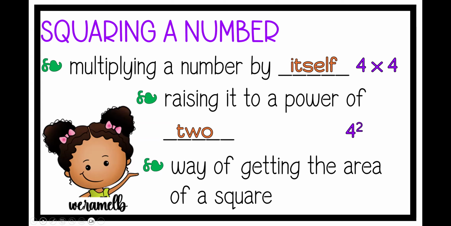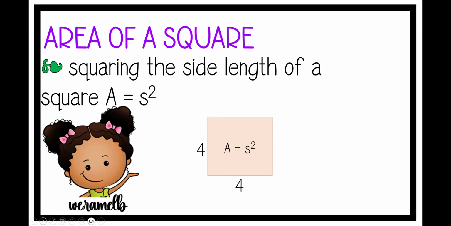Why is it called square or squaring a number? Because when you get the area of a square with 4 as its side, that is squaring a number. Let us take, for example, a square with a side of 4, and you are asked to get the area of the square. So what will you do? You square the sides, which is side times side, which is 4 squared. 4 squared is 4 times 4, and it is 16.